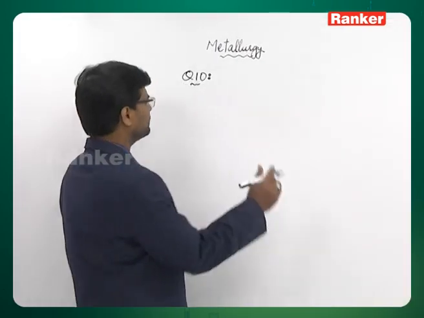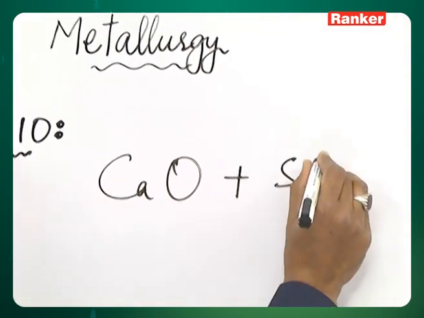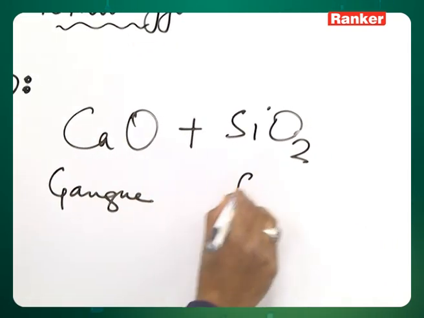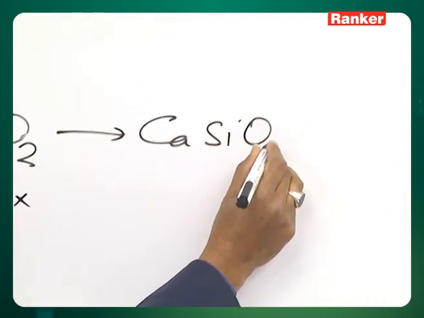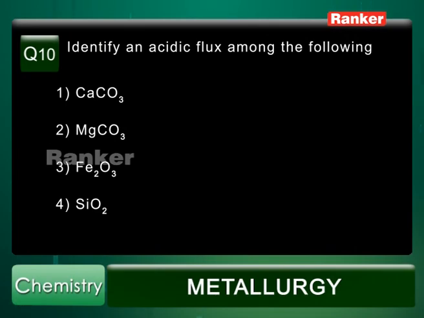The same equation what we have just now seen, calcium oxide plus SiO2. If this is gangue, this will act as a flux and you get rid of this as calcium silicate. This is slag. So the correct answer is fourth option, SiO2 is an acidic flux.